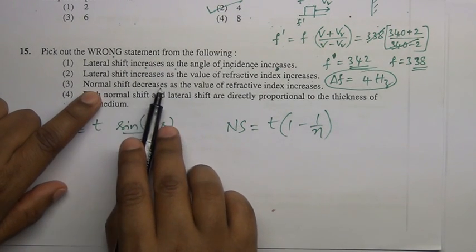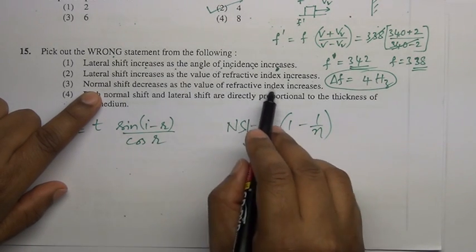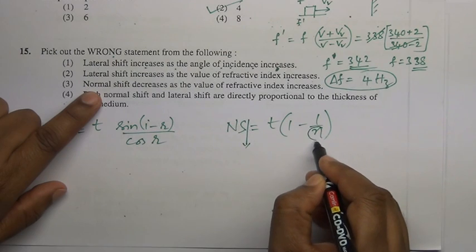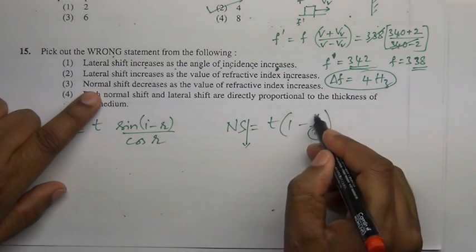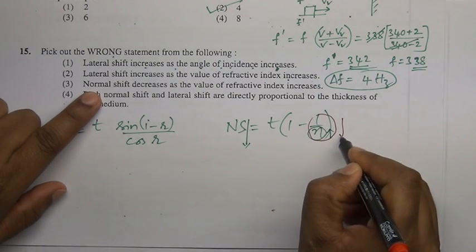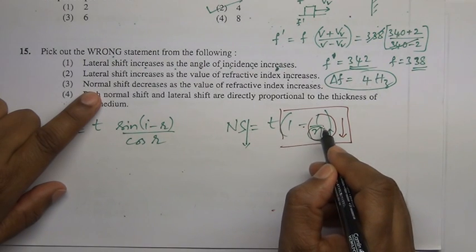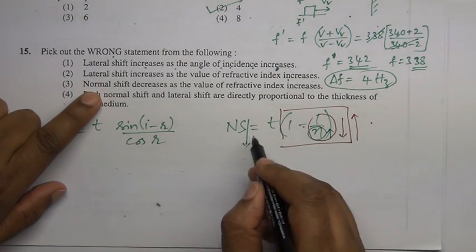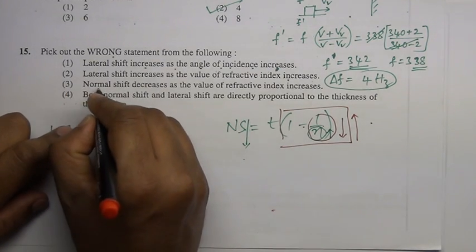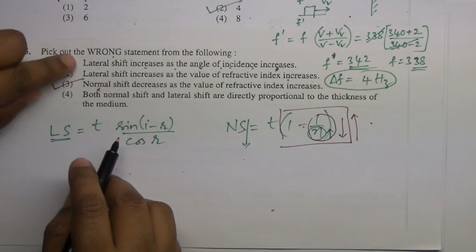So here, normal shift decreases as the value of refractive index increases. Refractive index increases means this ratio decreases. If this ratio decreases, 1 minus the ratio increases, nothing but normal shift should increase. So this is wrong, therefore this is the correct option. Since I got the answer, I don't have to check the others.